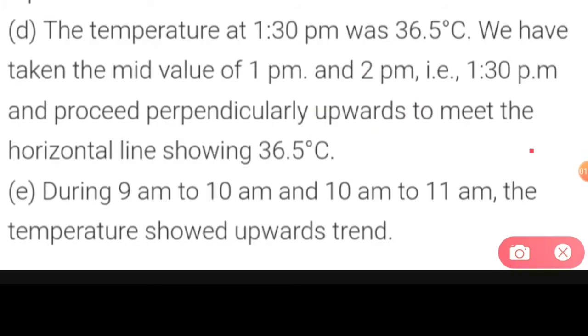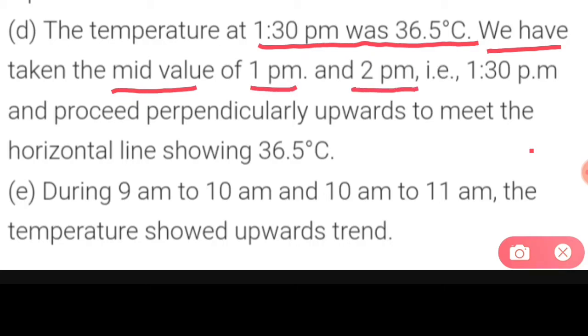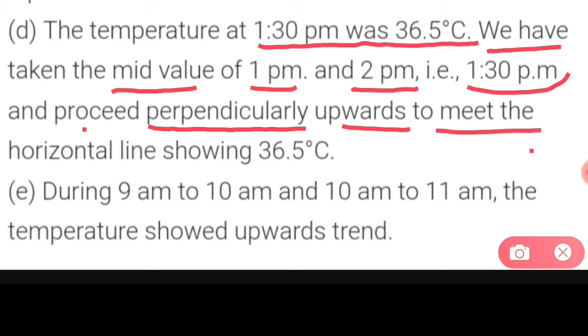Now the D part answer you can write like this. The temperature at 1:30 p.m. was 36.5 degree Celsius. And how we arrived at our answer? We have taken the mid value of 1 p.m. and 2 p.m. So between value of 1 p.m. and 2 p.m. that is 1:30 p.m. and proceed perpendicularly, just as straight line upward to meet the horizontal line, and that value shows us 36.5 degree Celsius. This is your answer of D part.